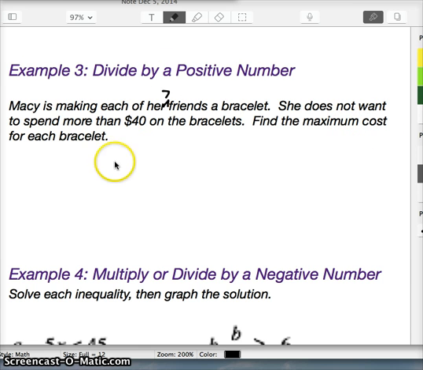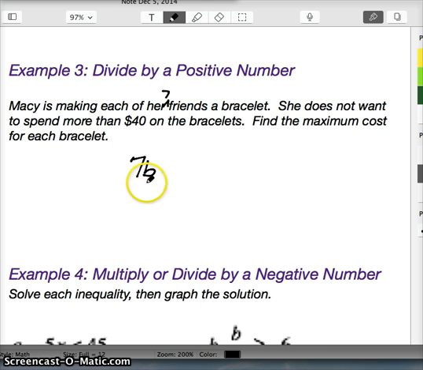So when we do a problem like this, we need to consider the situation. For all 7 bracelets, let B be the cost of 1 bracelet, so that would be 7 times B. For all of these bracelets, she does not want to spend more than $40. So she's cool with 40, so it can equal $40, but she prefers to spend less than or equal to $40. So we're going to figure out the maximum cost for each bracelet.